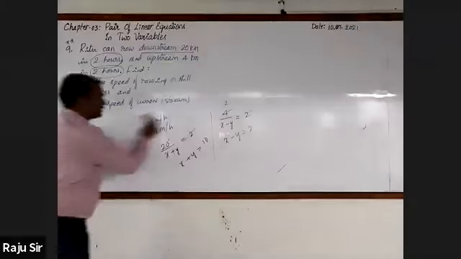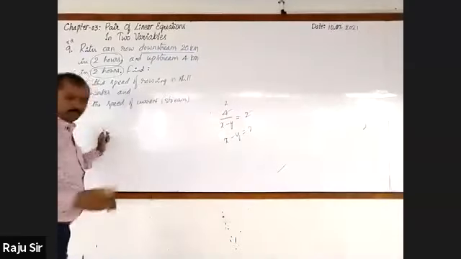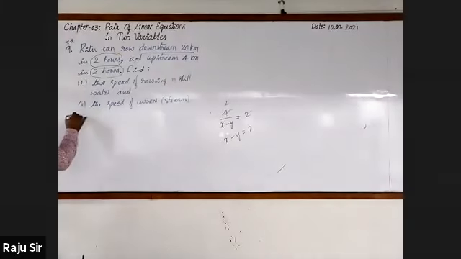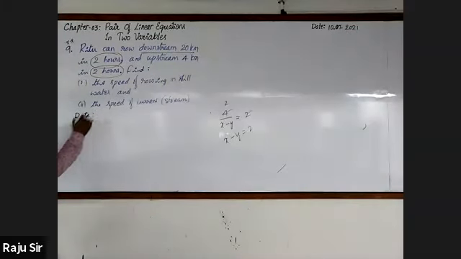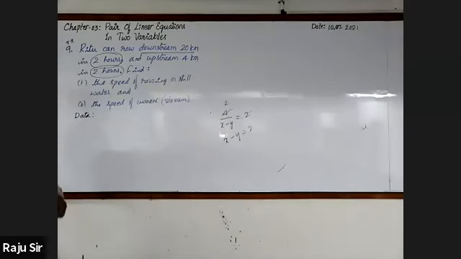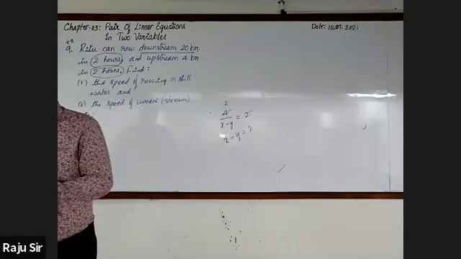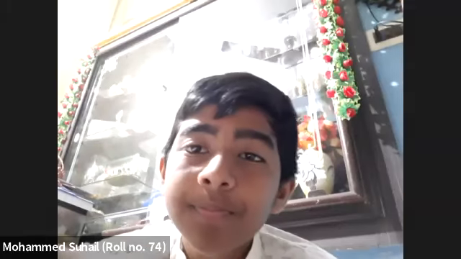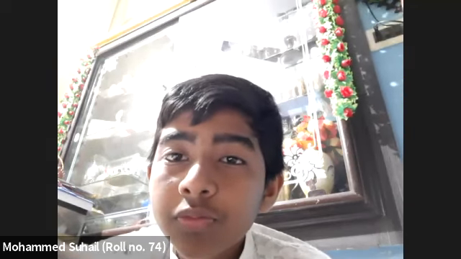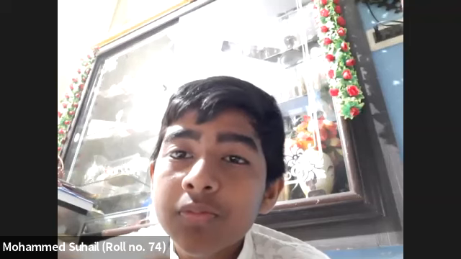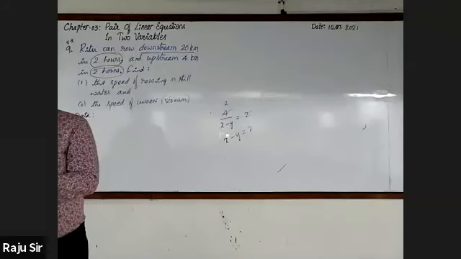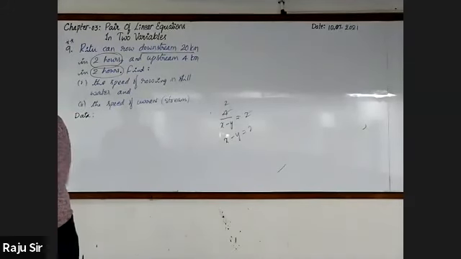Now we can start writing. The speed of the boat in still water is 6 kilometers per hour, and the speed of the water is 4 kilometers per hour. Six and 4, very good. x is 6 and y is 4. Correct.